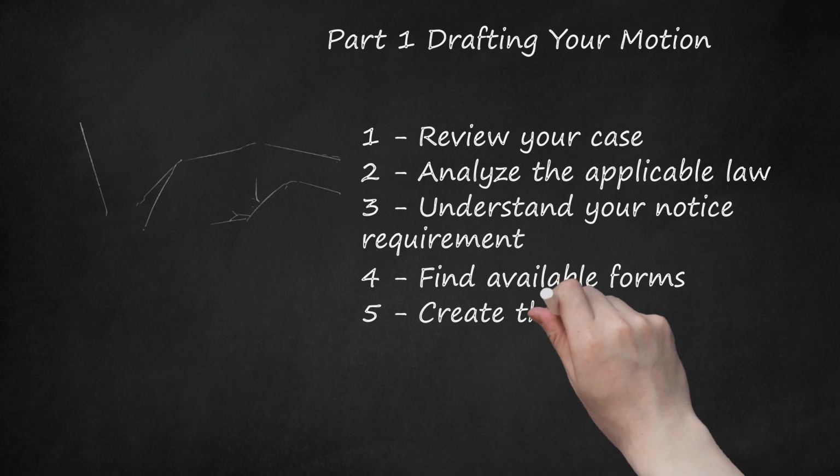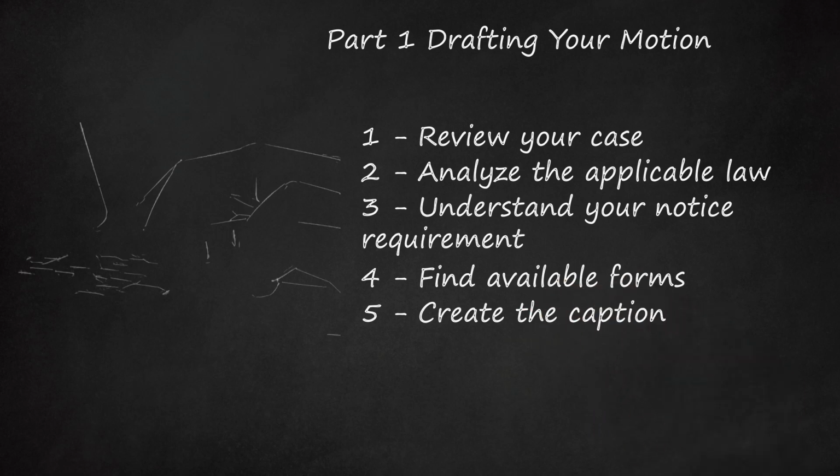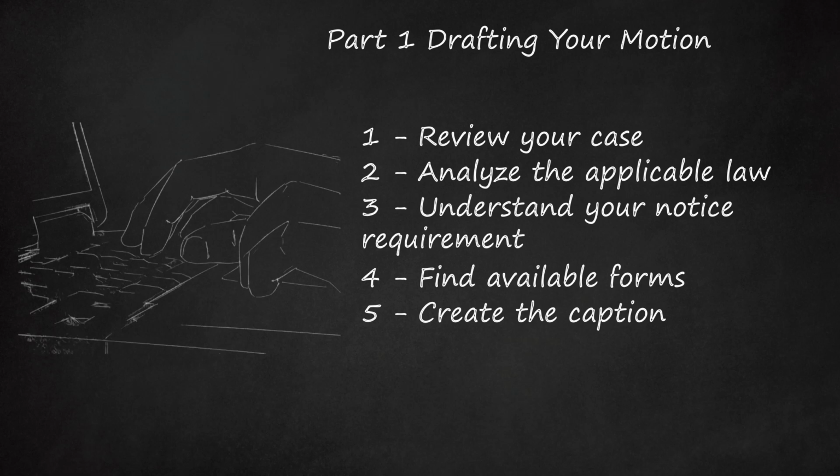5. Create the caption. The first page of your motion JNOV will contain a caption, which identifies the parties and attorneys to the case, the court in which the case is being heard, the case number, and the motion title. The caption needs to be formatted in a specific way and must comply with local court rules. Therefore, make sure you understand the formatting rules of your court.